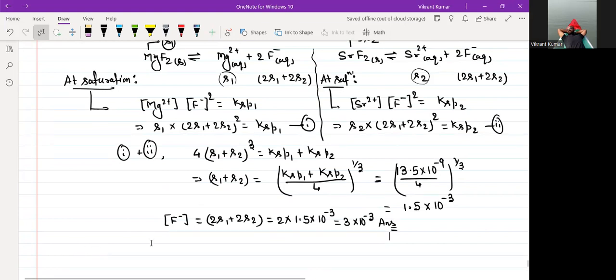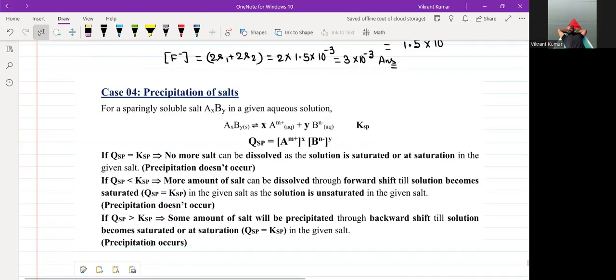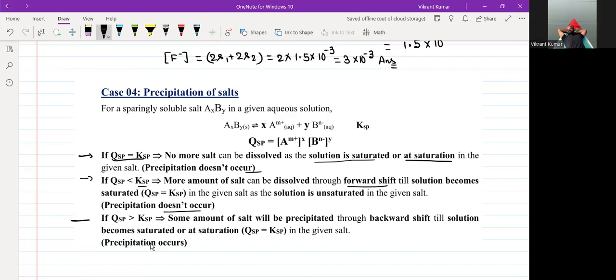It's a simple story. What did backward shift mean? Q greater than K. So this time we'll say that if Qsp is greater than Ksp, there will be precipitation. If Q is equal to K, we say it is at equilibrium or saturation, meaning the solution is saturated and there is no precipitation. If Q is less than Ksp, a forward shift will occur, meaning we can dissolve even more salt, so definitely there is no precipitation. But if Q is greater than K, there will be a backward shift, and backward shift means aqueous ions are forming solid substance, which is precipitation.